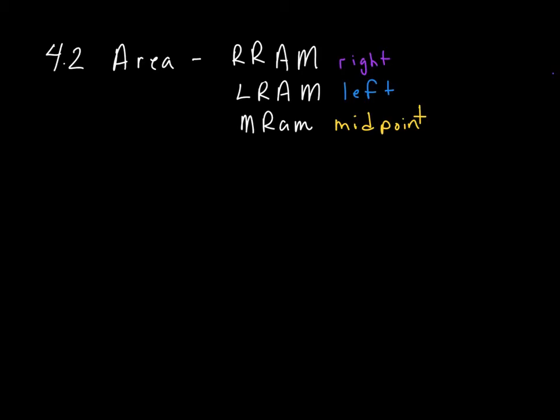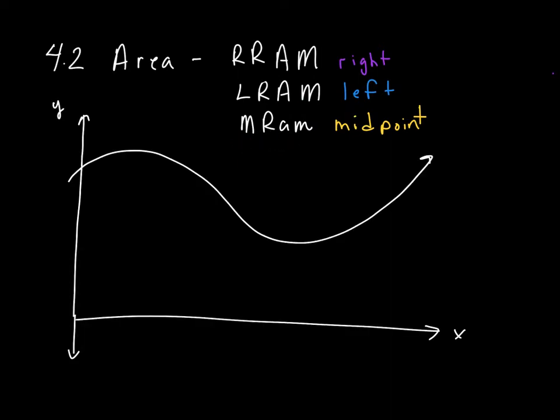So we're going to go ahead and look at the area underneath a curve. What these all stand for is the right-hand rectangular approximation method, the left-hand rectangular approximation method, and finally the midpoint rectangular approximation method.